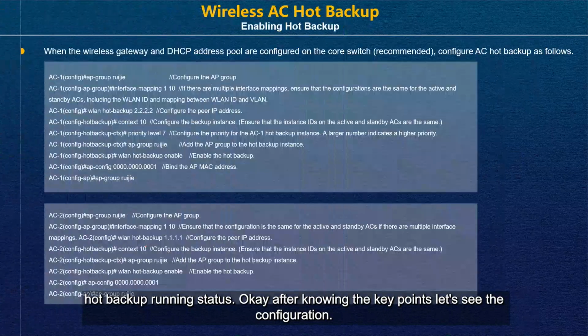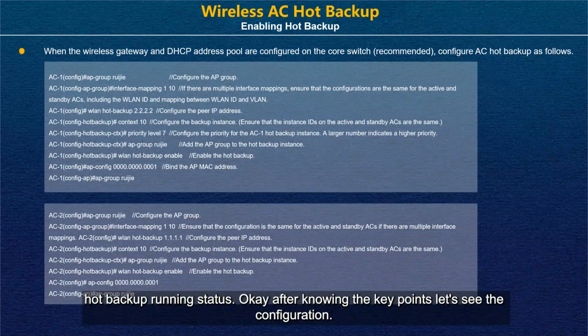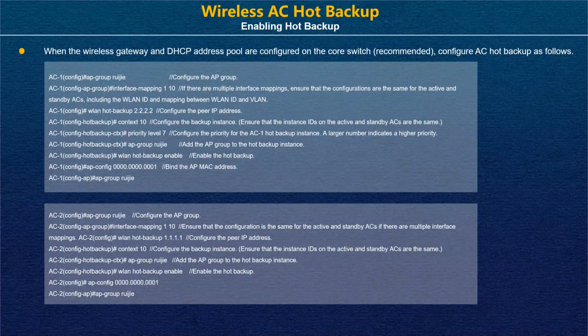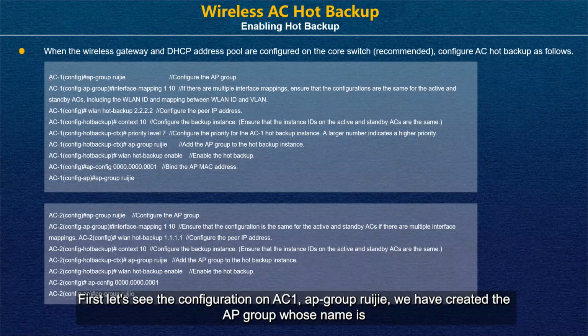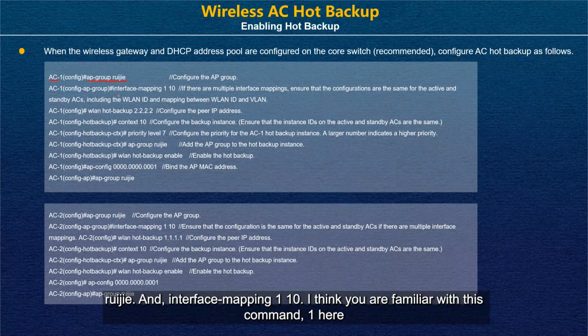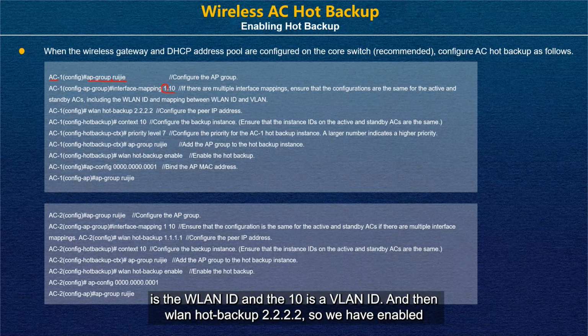Okay, after knowing the key points, let's see the configuration. First, let's see the configuration on AC1. AP group Ruijie: we have created the AP group, whose name is Ruijie, and interface mapping 1 10. I think you are familiar with this command, right? Number 1 here is the WLAN ID, and 10 is the WLAN ID.